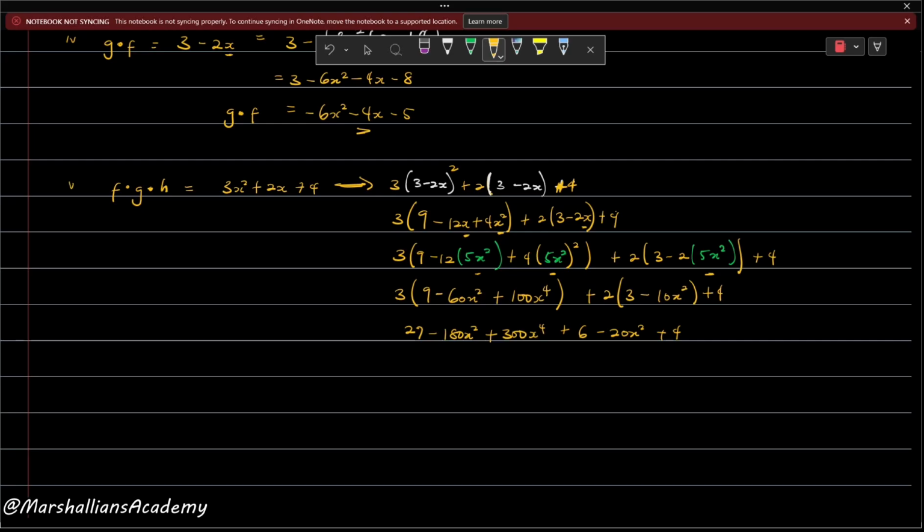Then plus 4. Now I can collect like terms. Let's start from the highest power. We have 300x to the fourth. What's the next power again? Squared. So I have minus 180x squared minus 20x squared, which gives me minus 200x squared. And we have 27 plus 6 plus 4. 27 plus 6 is 33, plus 4 is 37. Bam. And we are done. F of G of h of x. Easy.